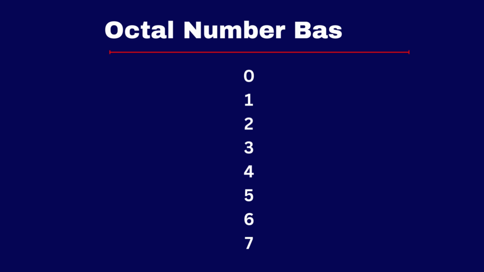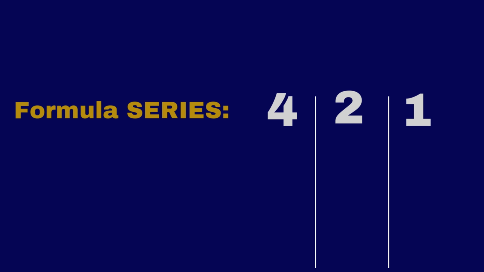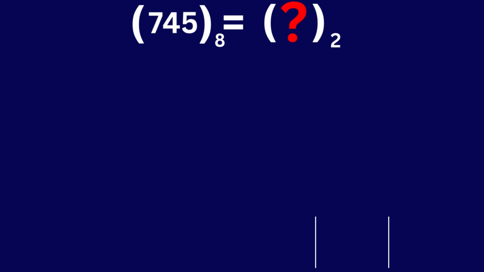An octal number has a base of 8, which means each digit ranges from 0 to 7. We use a simple formula to convert each digit into binary. This formula is a series of 3 numbers. By adding the right combination of these, we create the binary equivalent of each digit. Let's move on to the practical part.